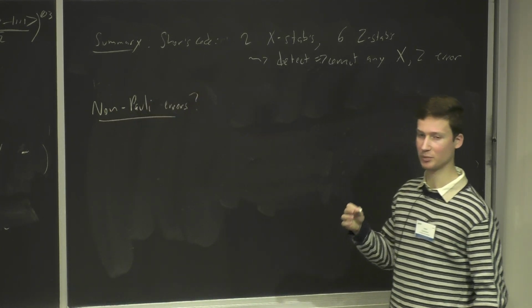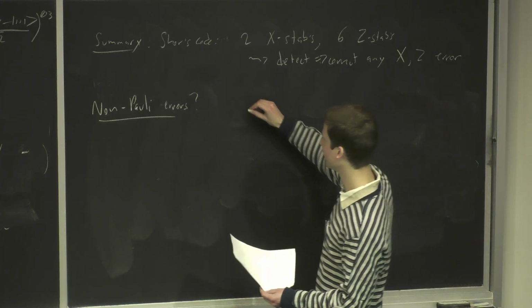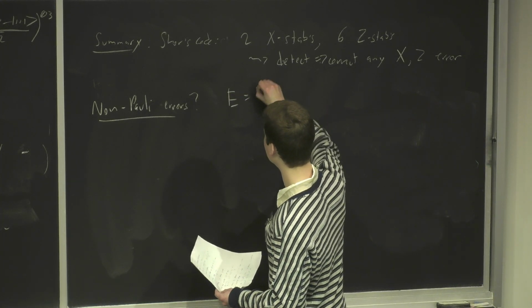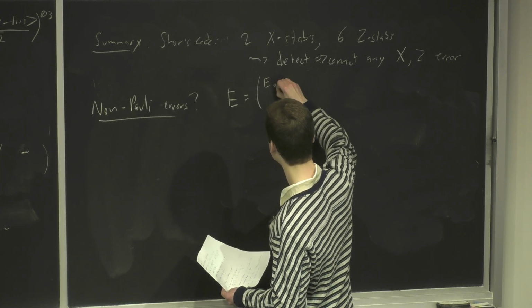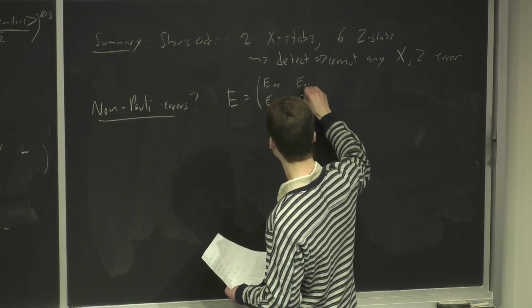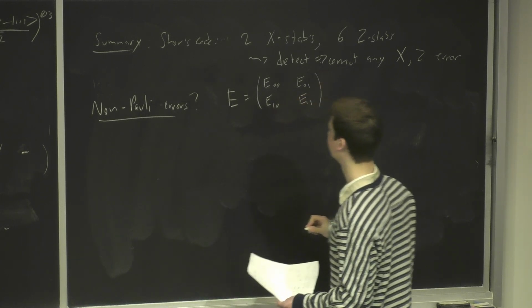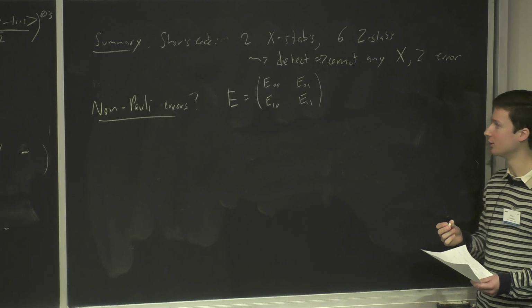So what if we have a corruption on a single qubit, but it's something that's not just a bit or a phase flip? In full generality, we could imagine applying an arbitrary 2x2 matrix, so an arbitrary operator, E, that's just like E00, E01, E10, E11, some arbitrary 2x2 matrix to a given qubit. And this is still a single qubit error, so we want to be able to correct it. But it's not an X or a Z error. So how are we going to do this?